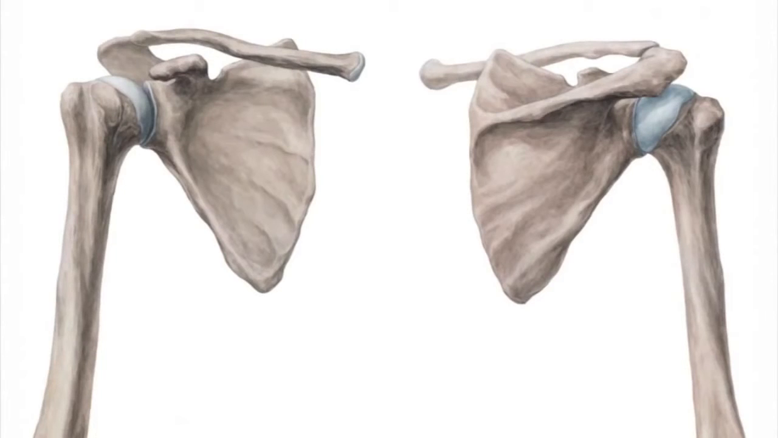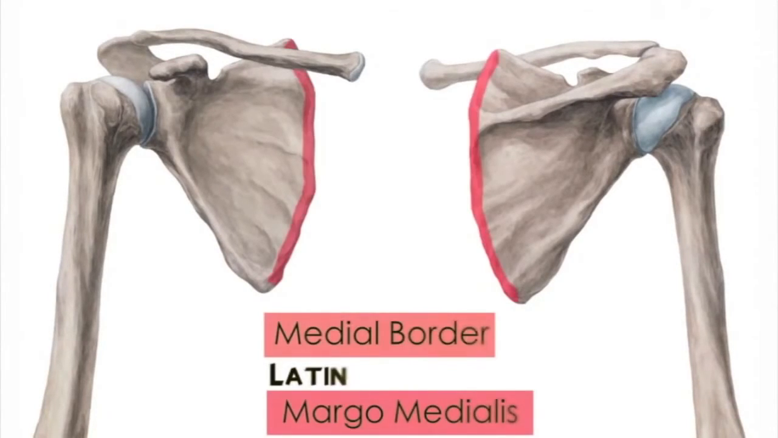Now once we define these two angles, let's talk about the borders, and there are three that you need to know. The first one is known as the medial border. This is the longest border, and as you can see here, it will extend from the superior angle all the way down to the inferior angle.